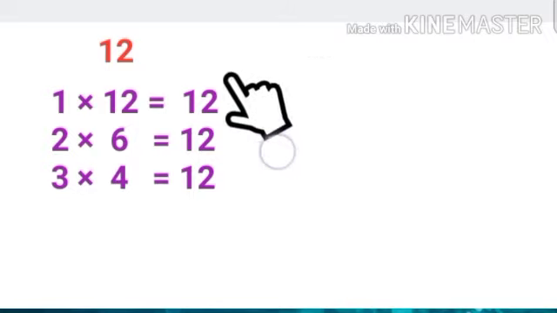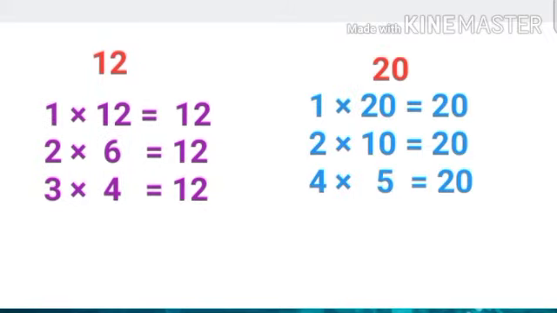Next we can find the multiplication facts of 20. Here I found the multiplication facts of 20. They are 1 20 is 20, 2 10s are 20, 4 5s are 20. So here you can find out what are the factors of 12. What are the factors of 12?